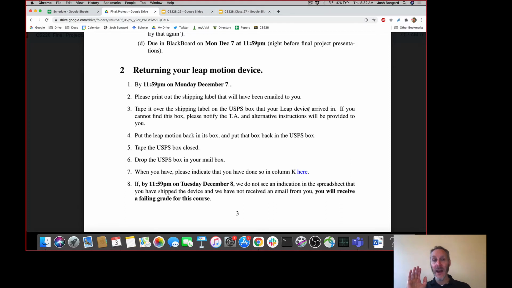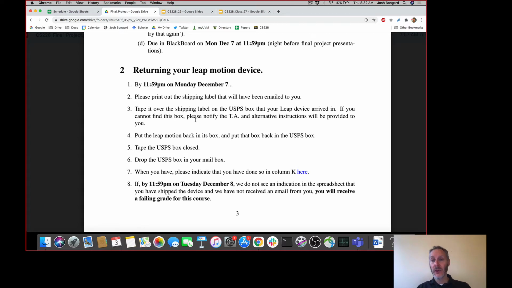I know many of you have moved back home. Some of you have moved countries. I realize this is going to be a complicated logistical process. Just bear with me. If you do not have the USPS box or you do not have your Leap Motion device, you've left them on campus, they're somewhere else, that is perfectly fine. If you cannot find the box or there is some reason why you cannot mail the Leap Motion device back to us by next Monday morning, please email the TA and we will provide alternative instructions for you.